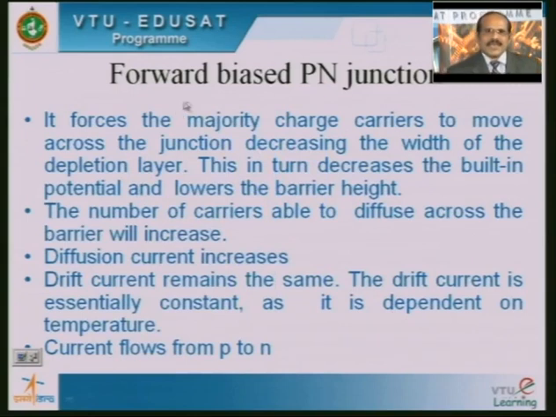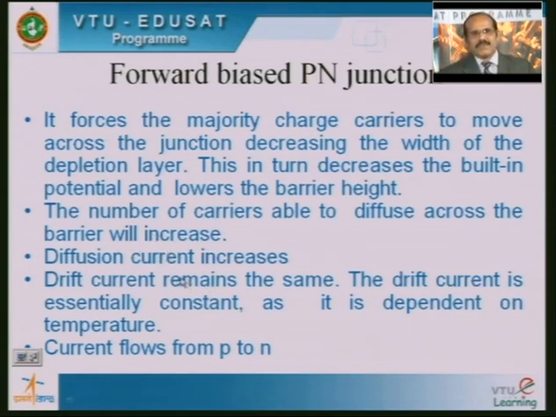In this forward bias PN junction, whenever the positive terminal of the battery is connected to the P type and the negative terminal to the N type, it forces majority charge carriers to move across the junction, decreasing the width of the depletion layer. This in turn decreases the built-in potential, called the barrier potential, and lowers the barrier height, and therefore more carriers are able to diffuse across the barrier, and the diffusion current increases.